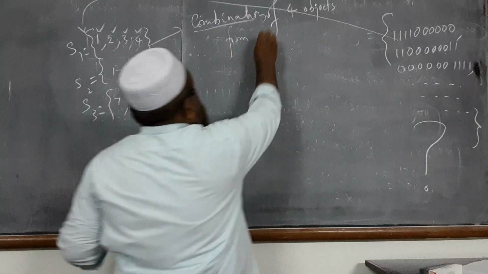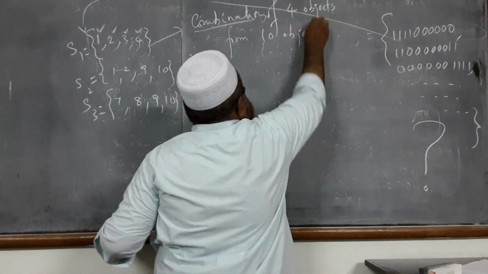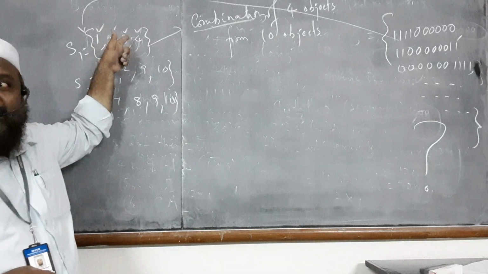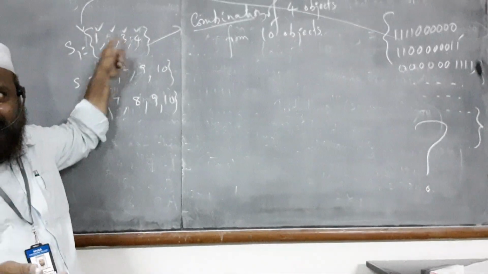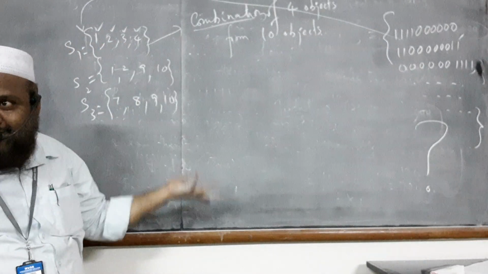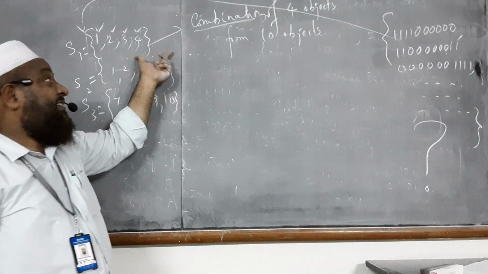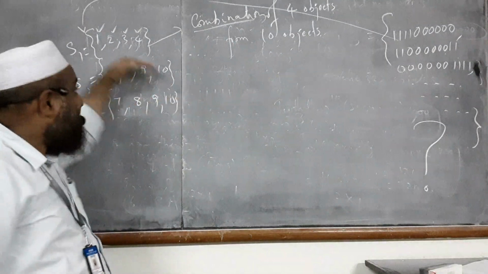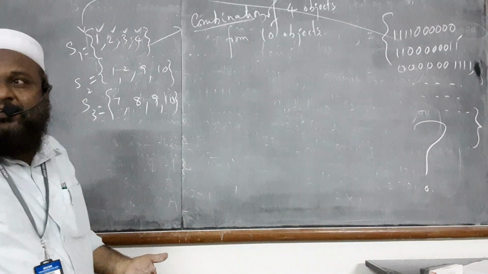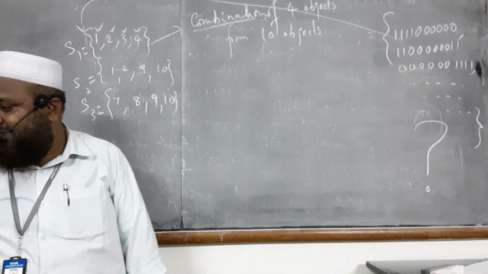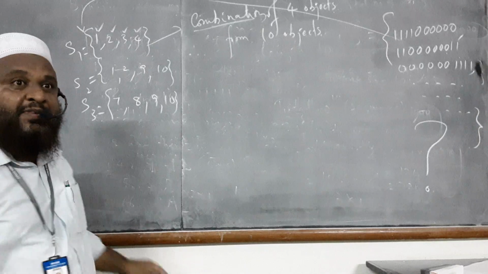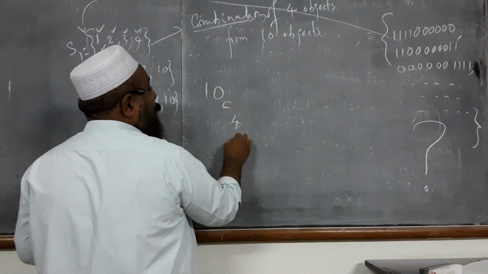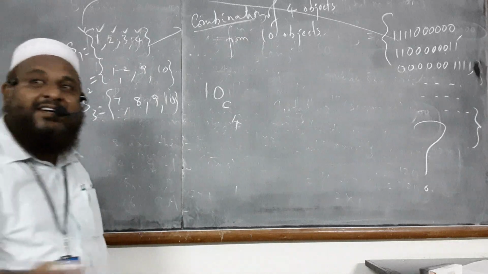So from 10 objects, one selection is one combination, in our terminology combination, because it is a selection and order is not important. We are collecting 4 objects from that, and totally there are 10 objects. So how many will come in this one? So simple. You can answer very easily. How many will come? 10 C4. What is the value of 10 C4?